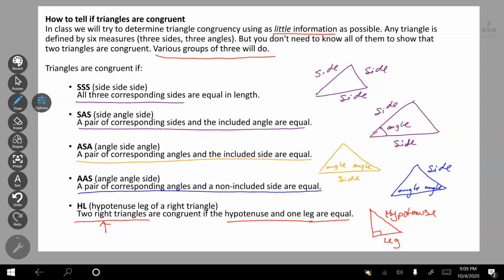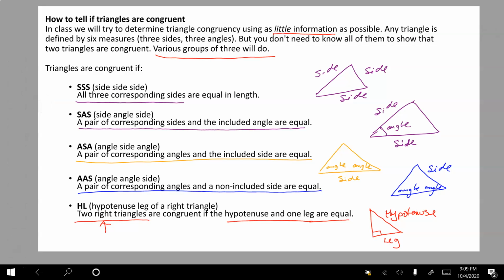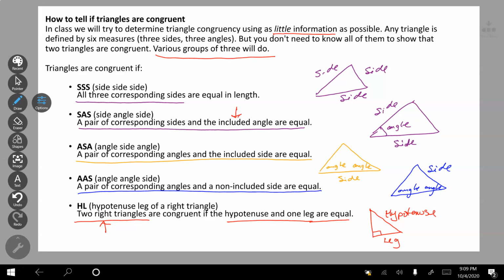One is if you know all 3 sides are congruent to the other 3 sides, then obviously the 2 triangles are congruent. That's SSS. Second way is called side angle side, and we abbreviate everything. Side angle side, SAS, is 2 sides and the angle in between, or what we call the included angle. Okay? It's the angle in between the 2. Angle side angle, or ASA, is 2 angles and the side in between the 2 angles. Because here's the idea. If you know 2 angles, you really know all 3.